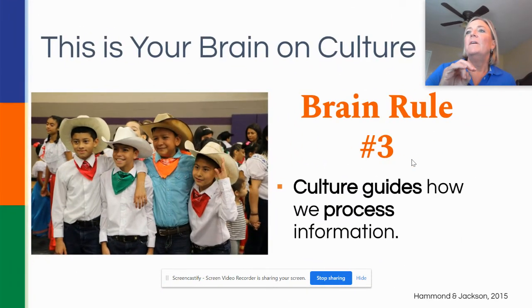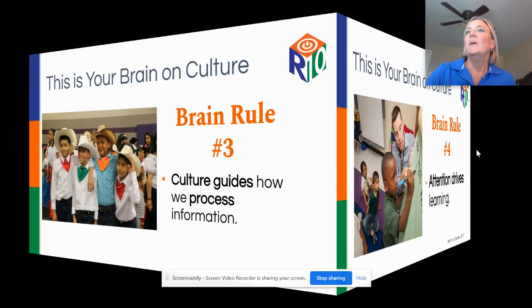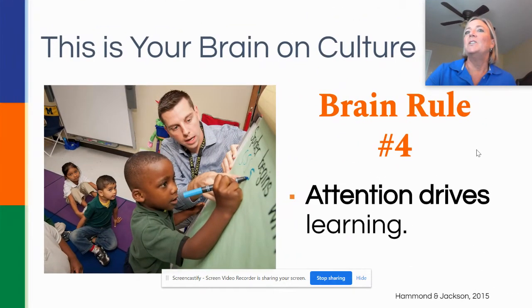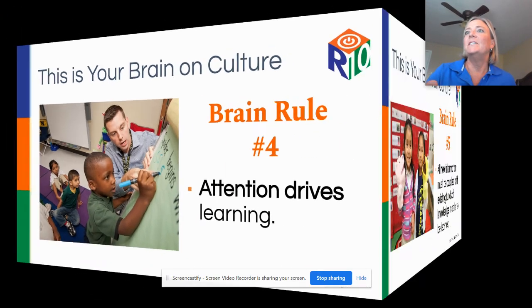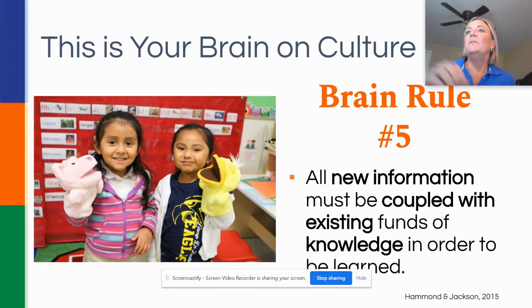Brain rule 3, culture guides how we process our information. Brain rule number 4, attention drives learning. We have to get their attention. Brain rule 5, all new information must be coupled with existing funds of knowledge in order to be learned. Connections, have to be able to make a connection. Build those bridges between information so that it connects.